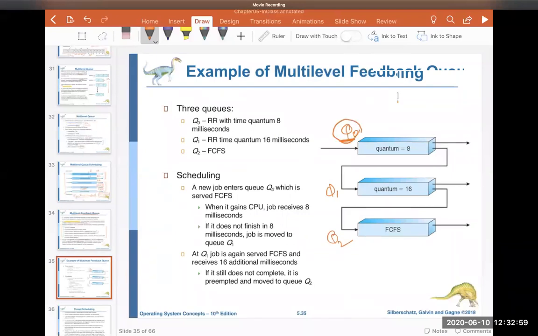Whenever a job arrives, it enters into Q0, which is served first come first serve, along with round robin. So it will get an 8 millisecond quantum. If the job which entered, let us suppose P1 here, is executed within those 8 milliseconds, then it is good. It completed its time. If it does not complete, it means that the CPU burst time for P1 is larger than 8 milliseconds.